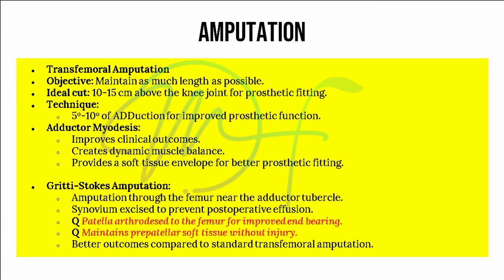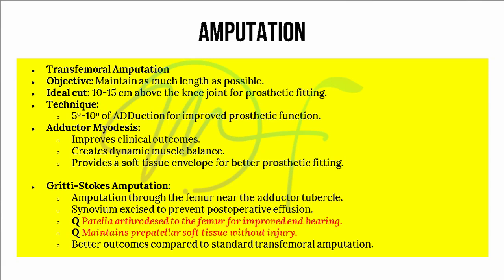Gritti-Stokes amputation, performed near the adductor tubercle, includes patellar arthrodesis to the femur, which improves end bearing and maintains prepatellar soft tissue. This approach yields superior outcomes compared to standard transfemoral amputation.